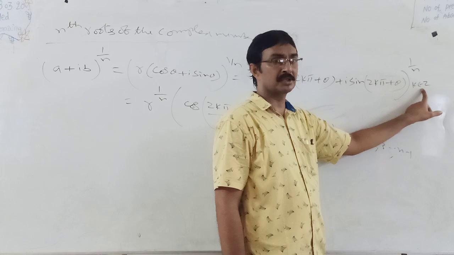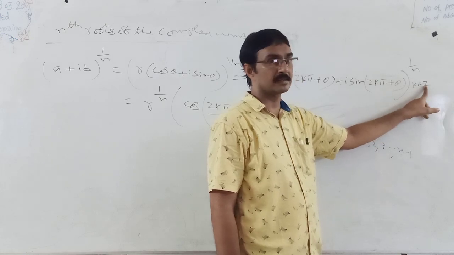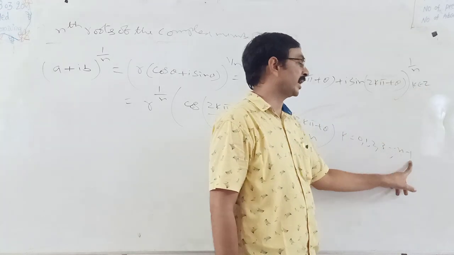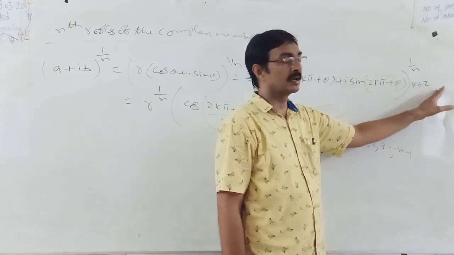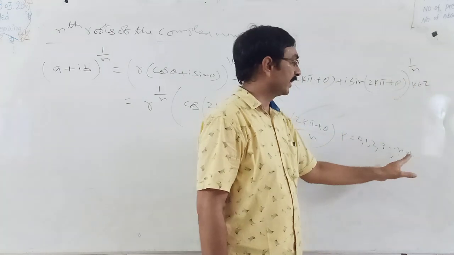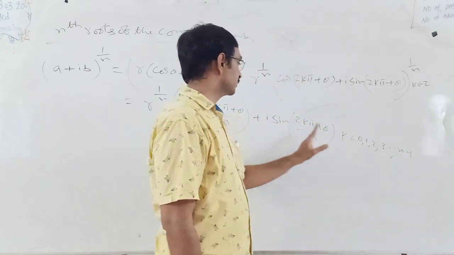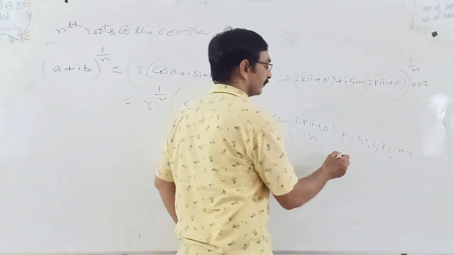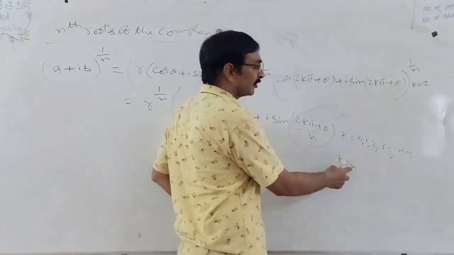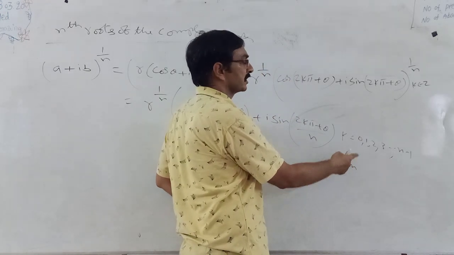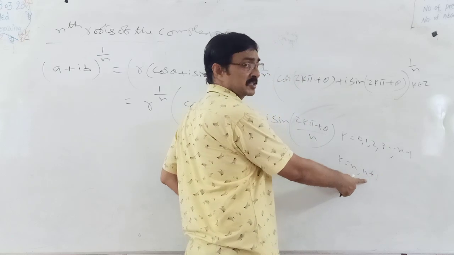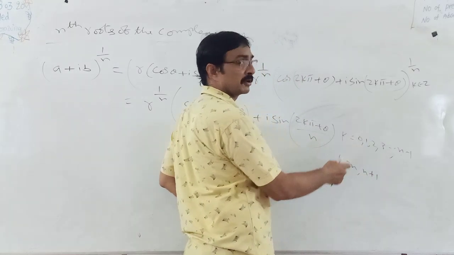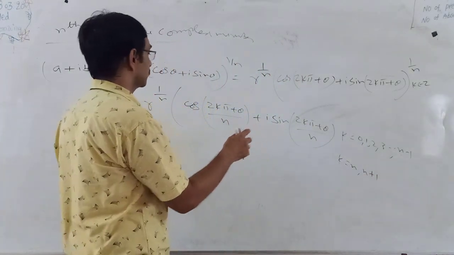But here k belongs to Z, infinite number of values, whereas k equal to 0 to n minus 1 gives n values. What about the remaining values? All these values are repeated. Means k equal to n case is the same as k equal to 0 case, and k equal to n plus 1 case is the same as k equal to 1 case. Let us check this one.